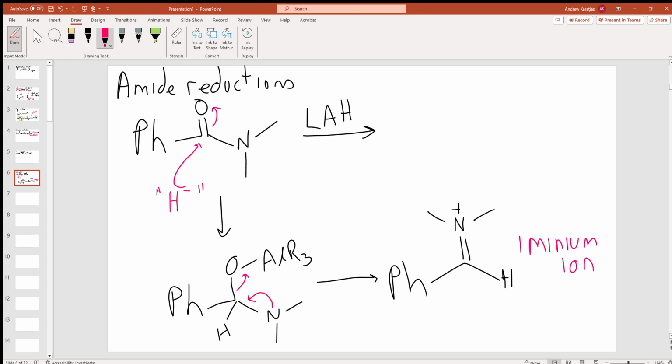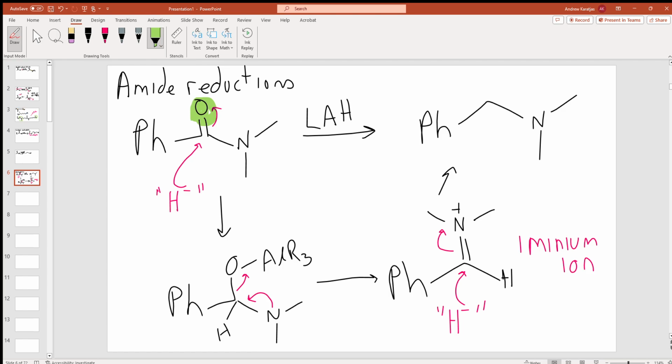And from here, another one of those H minus equivalents attacks the carbon of the iminium ion. And as a result, we actually end up reducing our amide all the way to the amine. So what the reaction really looks like is that you've just gotten rid of the oxygen from the carbonyl.